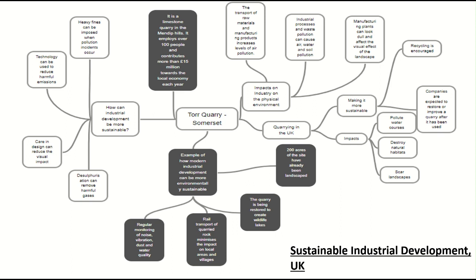Now, all this means is an industrial development in the UK. We're going to take the Tor Quarry in Somerset. We've looked at Somerset already. We know where it is, in the south of England. And a sustainable industrial development basically means development that can continue making money and improving the economy, but limiting its impact on the environment. So what are they trying to do in the Tor Quarry?